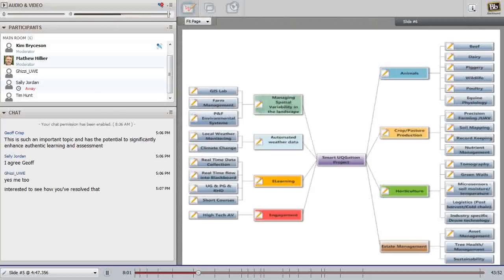research resource. So automated weather data, we've got 20 automated weather data collecting systems, local weather monitoring and climate change over time. The e-learning component, which I might actually leave until we go through the other side of things, because that's the second part of the project.